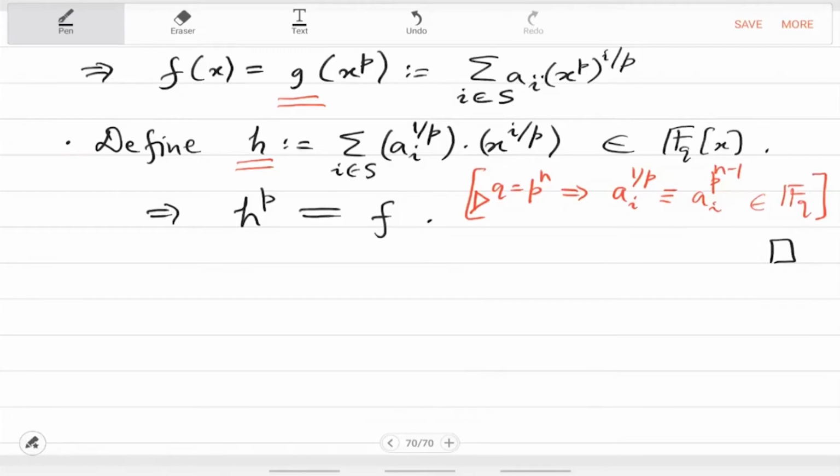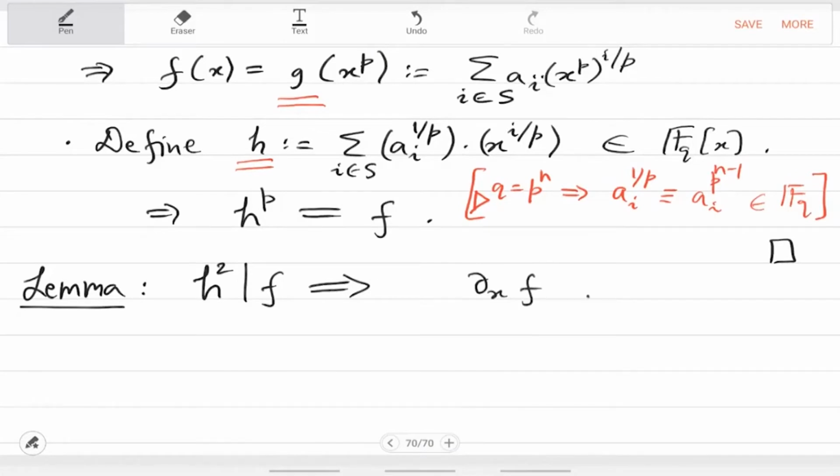Let's look at the effect of square fullness next. So say h square divides f, that is, f is squareful. Then what can you say about the derivative? I want to make a statement about the derivative. If h square divides f, h will divide the derivative.